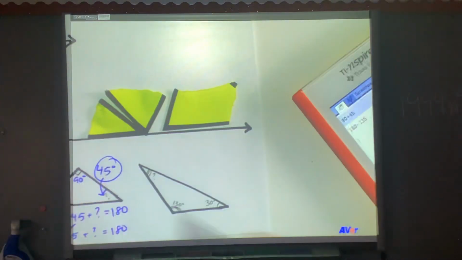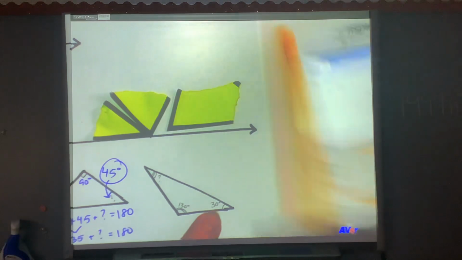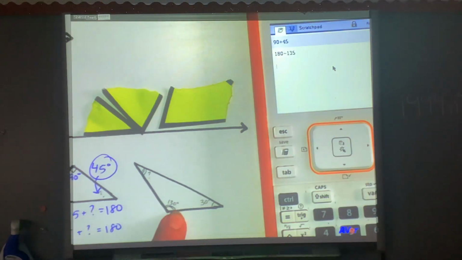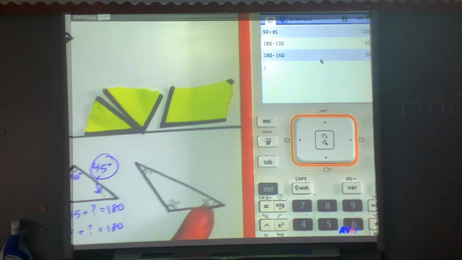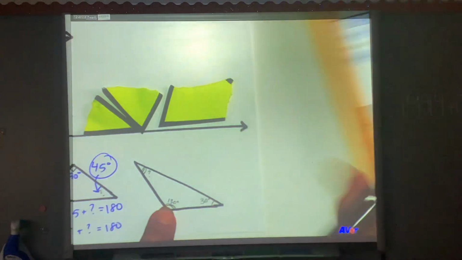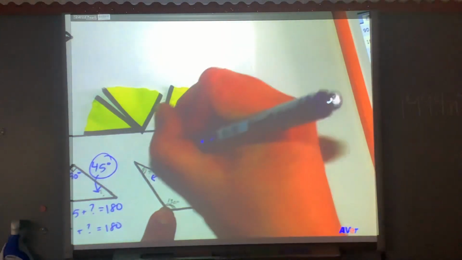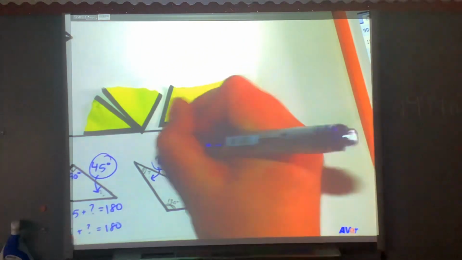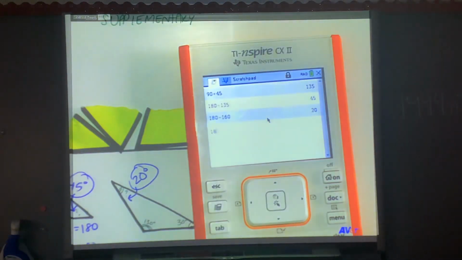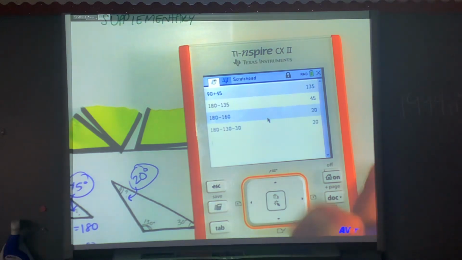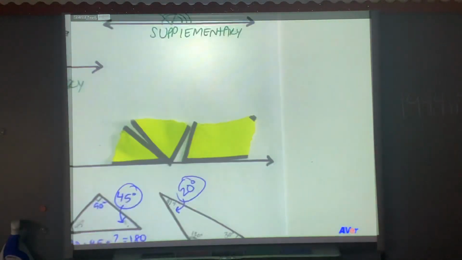Let's try one more example together. 130 plus 30 is 160. So I'm just going to go ahead and do that in the calculator. I'm going to say 180 minus 160 is 20. That means this little tiny acute angle over here was supposed to be 20 degrees. So there's that. Another way I could have done this was 180 minus 130 minus 30. It does equal 20. Same thing. Okay. So let's move on to our next page.